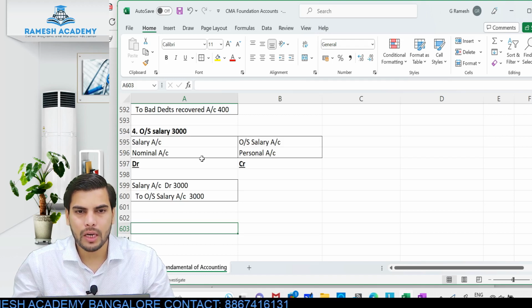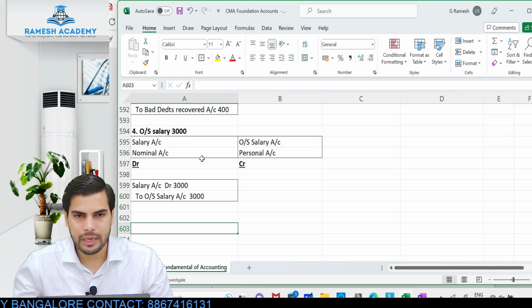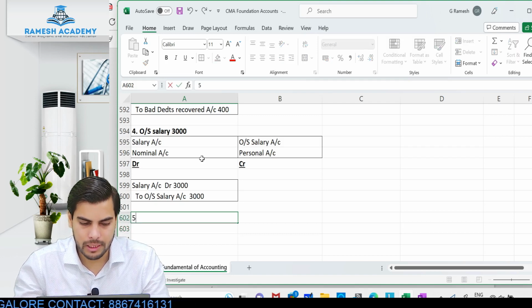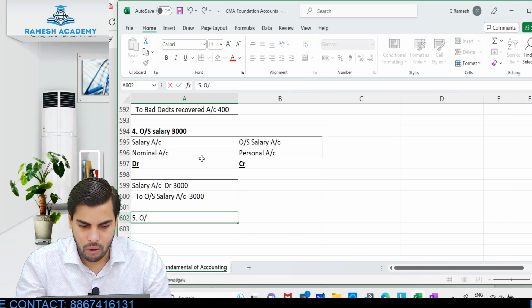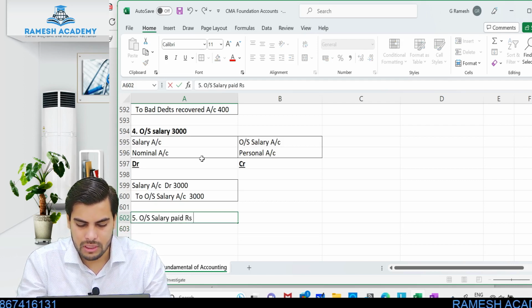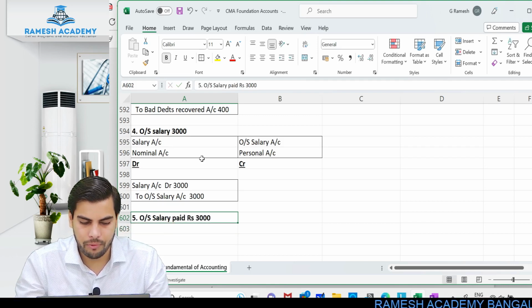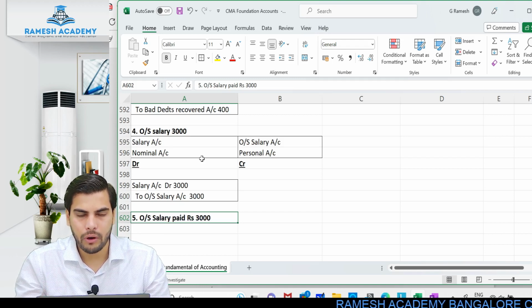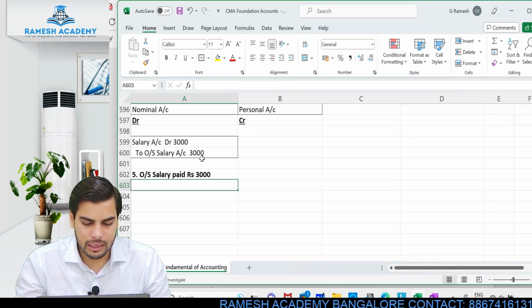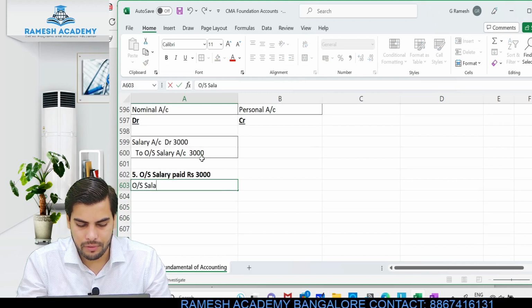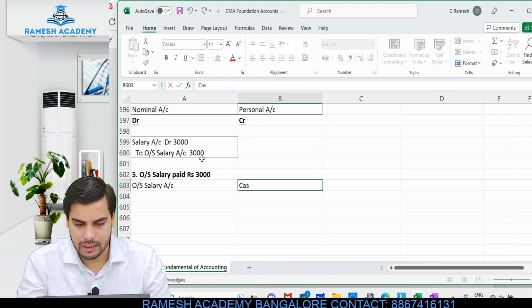Now subsequently, after a few days, let's say after 5 days, the salary is paid to the employees. Let us understand what will be the journal entry in that case. Outstanding salary paid. So this pending 3,000 rupees of outstanding salary, when I am literally paying it to the employees, what would be the entry? Tell me, is cash involved or not? I am paying this pending salary. When I say that I am paying it, don't you think cash is involved over here? So the two accounts which will get affected would be outstanding salary and cash account.